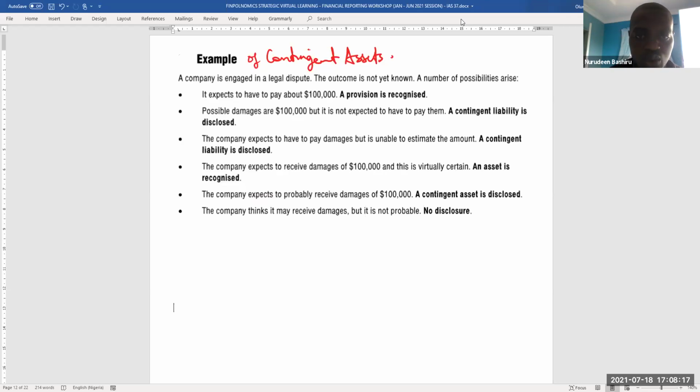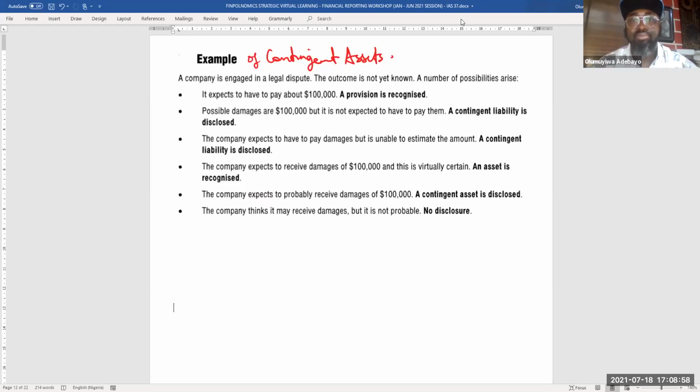The company expects to have to pay damages, but is unable to estimate the amount. A contingent liability is disclosed. The company expects to receive damages of $100,000, and this is virtually certain. An asset is recognized. The company expects to probably receive damages of $100,000. A contingent asset is disclosed. The company thinks it may receive damages, but it is not probable. No disclosure.